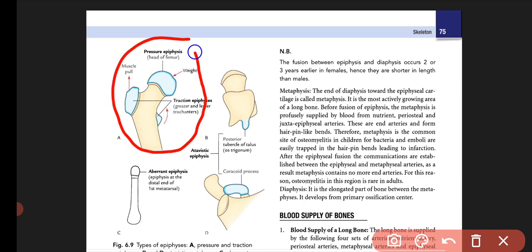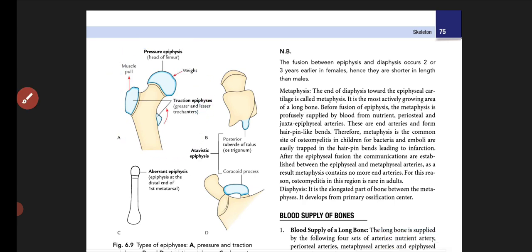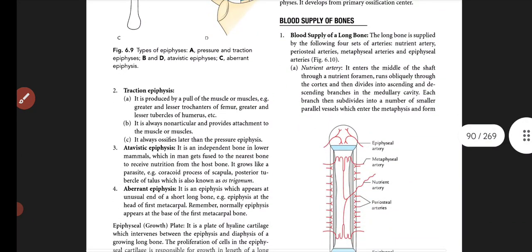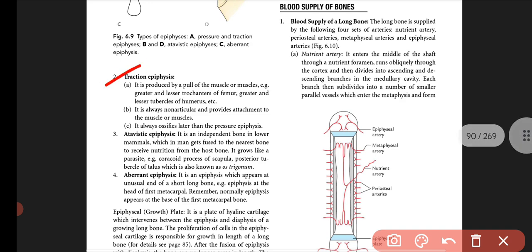This is the example of the pressure epiphysis. This epiphysis is more important. Next one is the traction epiphysis. It is produced by the pull of the muscles. Example, greater and lesser trochanter of the femur.